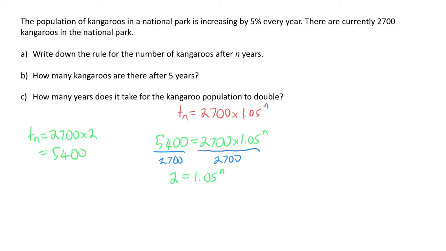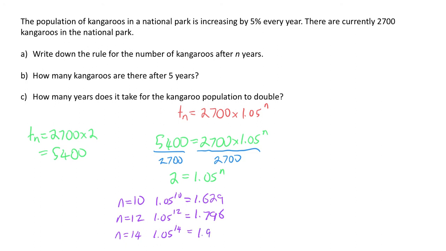Once I get down to that stage of the calculation, I can go ahead and start substituting in values for n to see when 1.05^n is equal to 2. I'm going to start off by substituting n = 10. So 1.05^10 is equal to 1.629. I'm still a little bit away from 2, so I'm going to give 12 a go. 1.05^12 is equal to 1.796. I'm getting a little bit closer, but I'm still a little bit off 2. So I'm going to skip another 2, so n = 14. 1.05^14 is equal to 1.980.